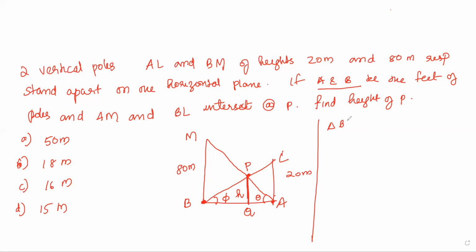Okay. So first of all, I'm taking the triangle BAL and triangle BQP. Can you write tan phi? Tan phi is opposite by adjacent. So I'm first writing from BAL, the big triangle. Tan phi is opposite by adjacent. So it is 20 by AB, isn't it? 20 by AB.